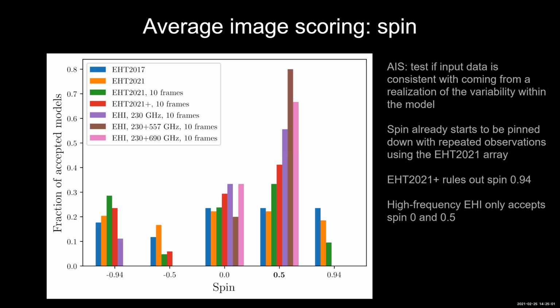Then apart from the mass, we are also, of course, interested in all these other GRMHD parameters. And to constrain these, we use this average image scoring selection procedure developed for the EHT, which tests if the input data, so in our case the synthetic data, is consistent with coming from a realization of the variability within the model that you are fitting to.